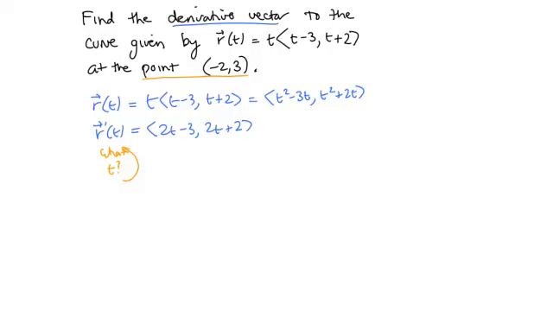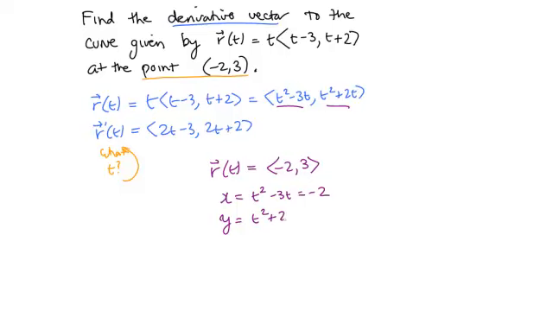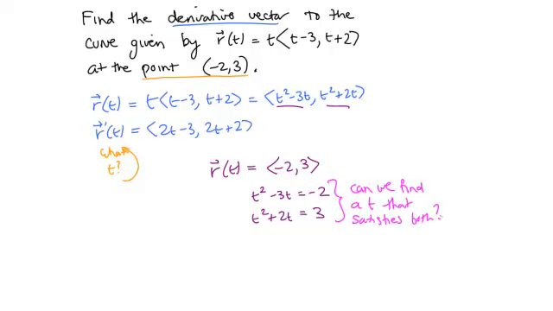Well, I know that the curve r of t is supposed to pass through the point minus 2, 3, which means that at some point, the position vector should be the position vector minus 2, 3. So if I write that in terms of its x and its y components, that means that the x component, t squared minus 3t, had better match minus 2 for some t, and the y component, which is t squared plus 2t, had better be 3 for some value of t. So can we find one value of t that satisfies both of these equations?